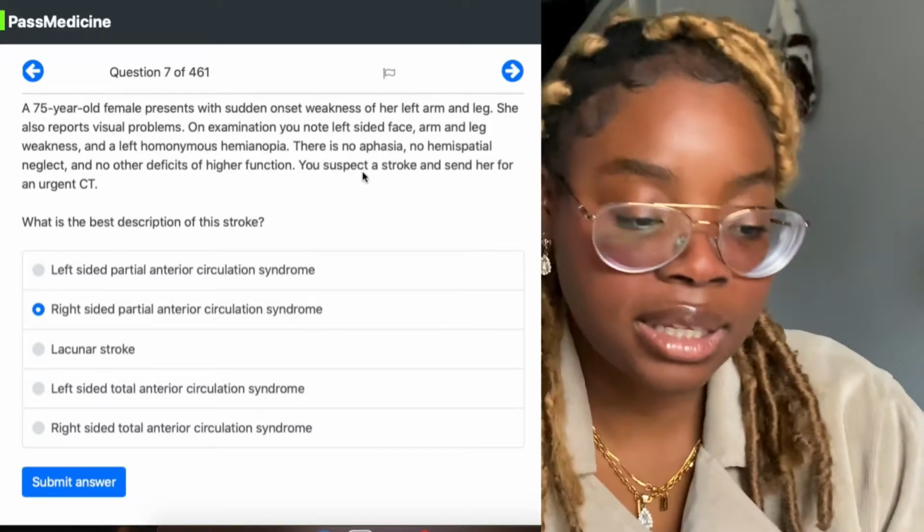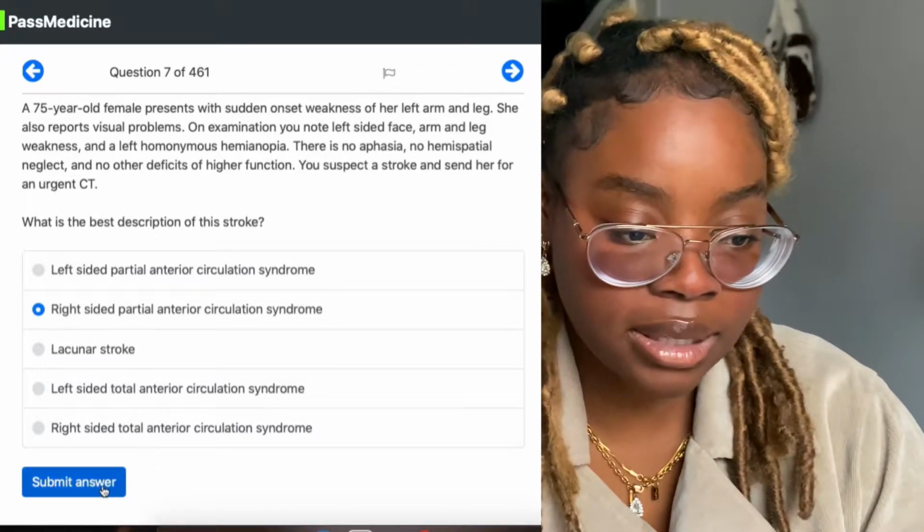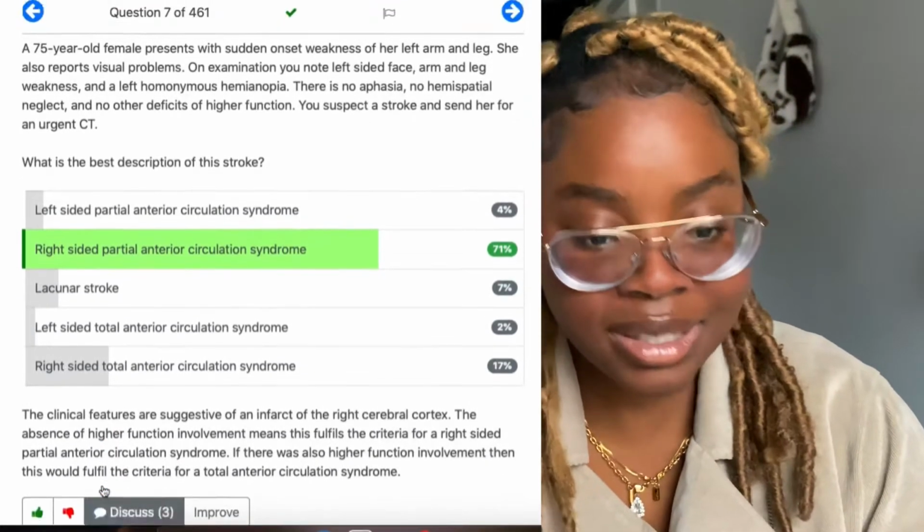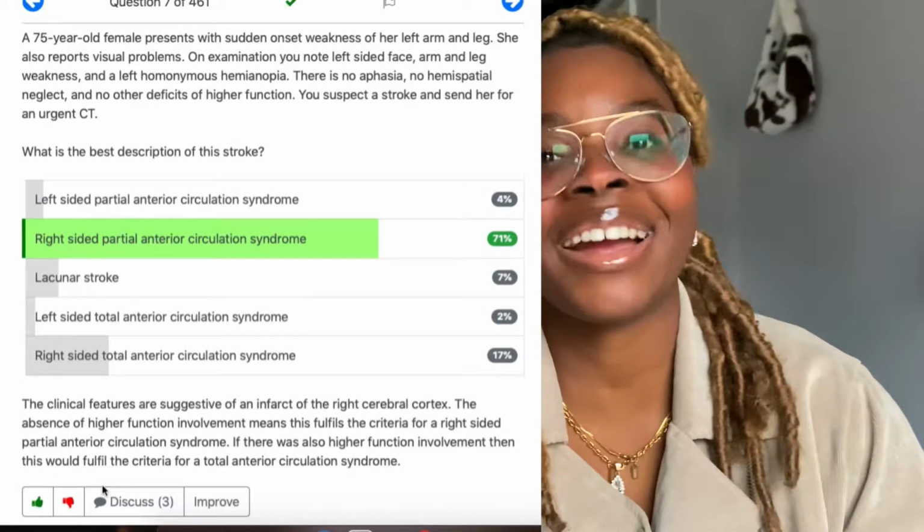So I'm just going to click and see if I got that right. And lo and behold, 71% of people also got it right. But as you can see, doing it in the concept of trying to figure out which options it could not be before you get confident in choosing the option that it could be actually makes you more confident in your option in the first place. So we're going to move on to the next question.